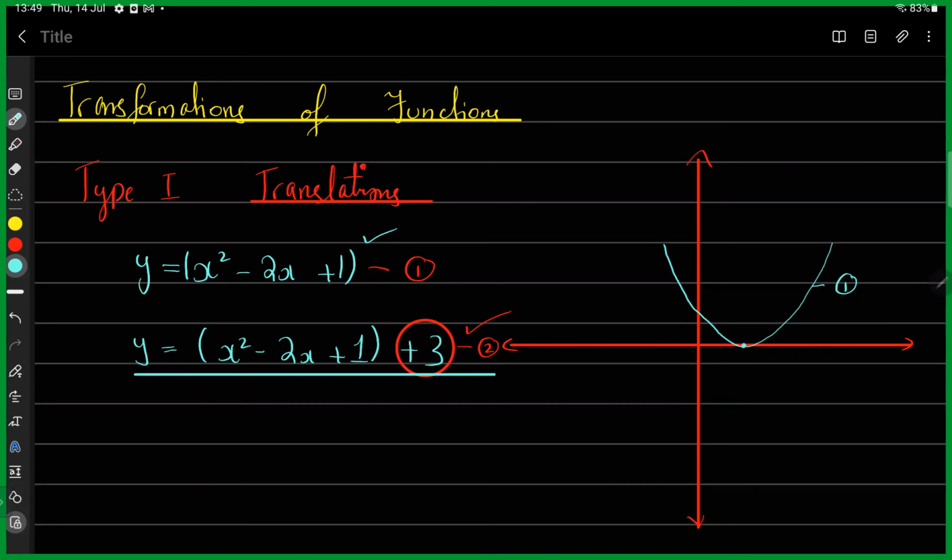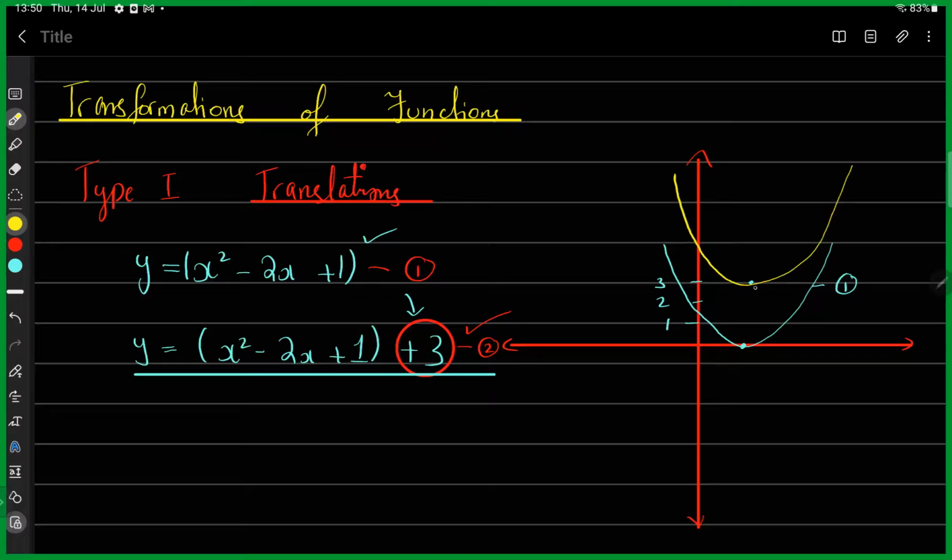I know that the only difference in 1 and 2 is of this positive 3. So the rule says, I will be stating the rule after this example. The rule says, whenever we are adding the value to the entire function, like this positive 3 has been added to the entire function, my graph will shift those many units above. Okay. So let's say this is 1. Let's say this is 2. And let's say this is 3. This point would be shifted to this point, and every point would be shifted accordingly. Okay. I'm just explaining the idea.